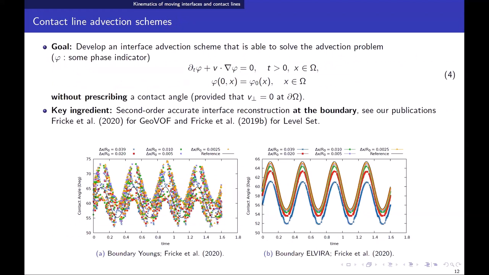So how do we proceed forward from this? We want to have an advection scheme where we don't prescribe a contact angle and we just have a velocity field. And here phi can be anything. In this example, these works were done for the level set and the geometric VOF method. Here we have a reference solution, the solid lines, and with increasing mesh convergence, we see how the measured contact angle from the simulation follows the reference curve. I'm not into VOF, but with this work, a new reconstruction method was created at the contact lines. So this is to show an example of what it would look like.